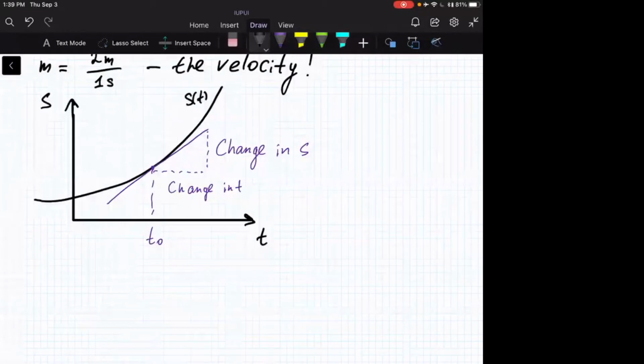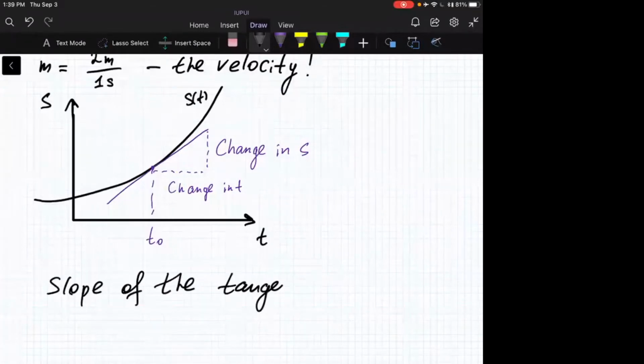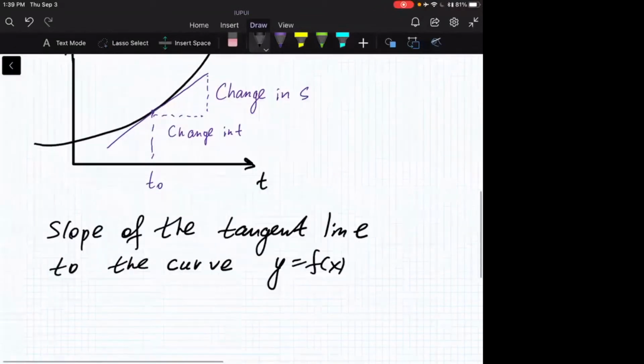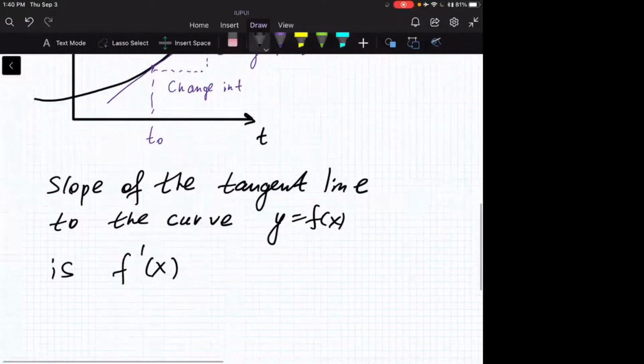And so what is the slope? Let's recall that the slope of the tangent line to the curve y equals f of x is called the derivative, f prime of x.